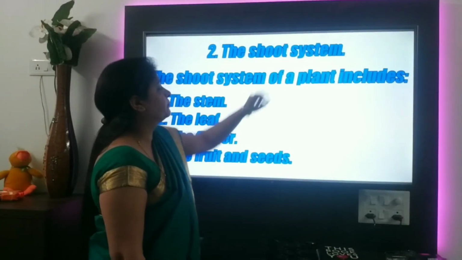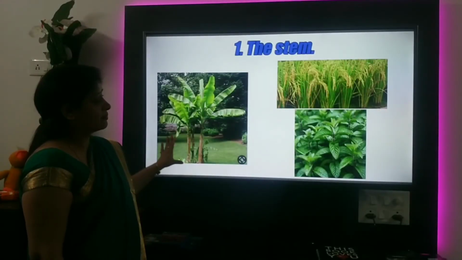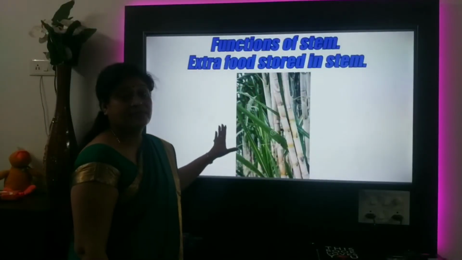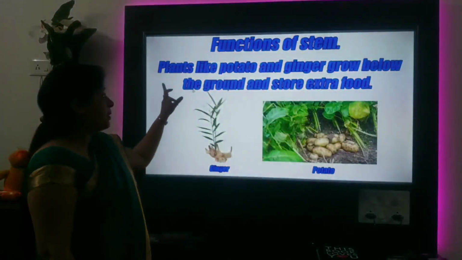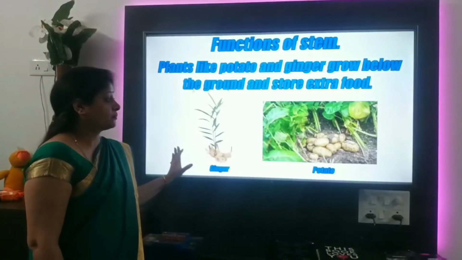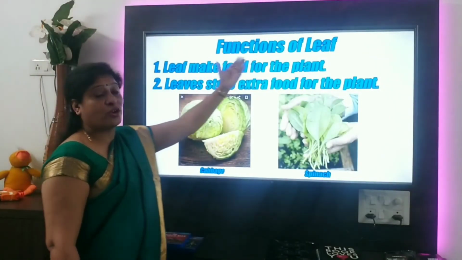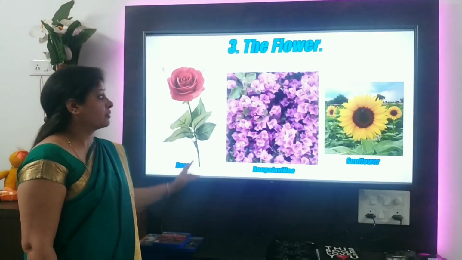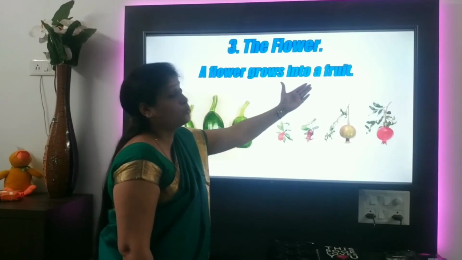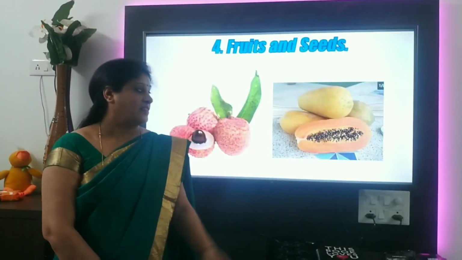The shoot system, the stem, functions of the stem: extra food stored in stem. Plants like potato and ginger grow below the ground and store extra food. The leaf, functions of the leaf, the flower. A flower grows into a fruit. Fruits and seeds. Now our chapter is over.